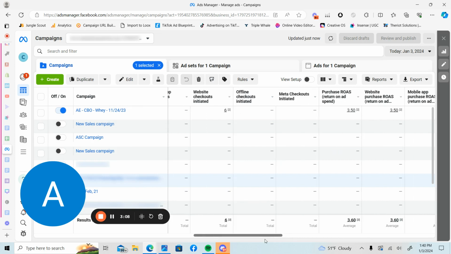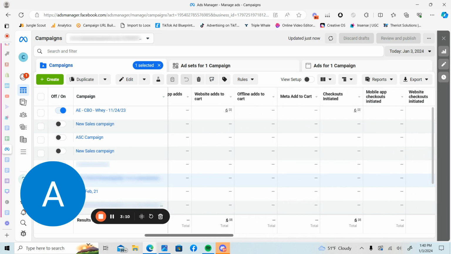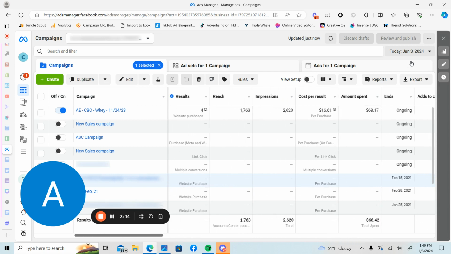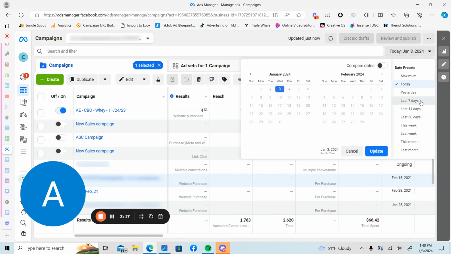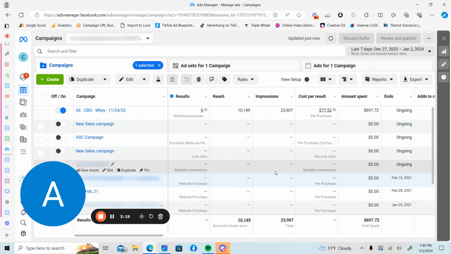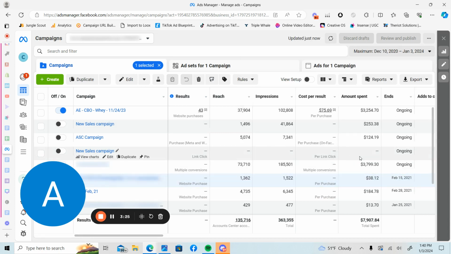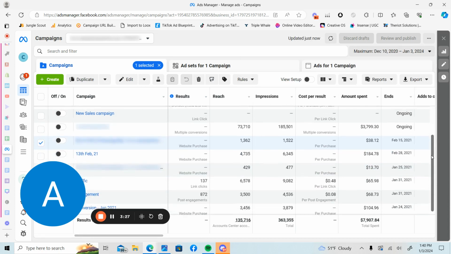There's some stuff that we did in this campaign that would probably explain why we're seeing much better performance in this campaign versus their other past campaigns that they've run. So let's take a look at this first. We're going to go into some of these campaigns, set this to maximum, and we're going to look at the campaign that they ran that had the most spend.